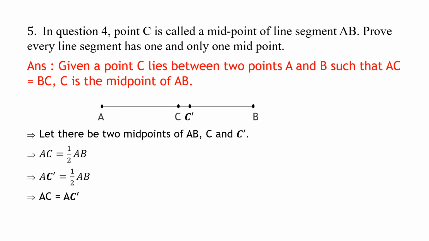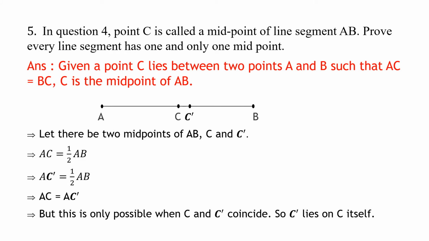Means the point C and the point C prime are at the same distance from A. But that is only possible when C and C prime coincide. Means there are no 2 points. C prime is actually the point C itself. So it shows us that every line segment can have only one and one midpoint. Again, what is midpoint? Midpoint is the point which lies exactly in the middle of the two given points. So I hope now that you have understood the concept of midpoint.